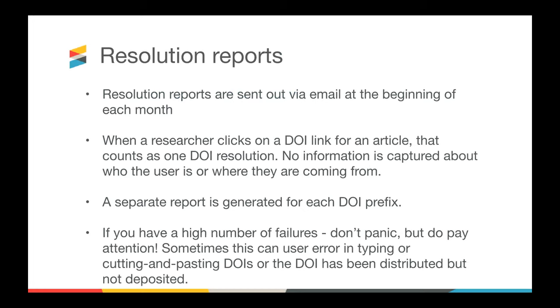Resolution reports are sent out via email at the beginning of each month, and they include statistics about DOI resolutions from the previous month. When a researcher clicks on the DOI itself for an article, that counts as one DOI resolution. No information is captured about who is clicking on the DOI or where they're coming from. A separate report is generated for each DOI prefix. The statistics are based on the number of DOI resolutions on a month by month basis. These statistics can give an indication of the traffic generated by users clicking on DOIs. The report shows the top 10 resolved DOIs for that prefix, but unfortunately we don't have information on every DOI.